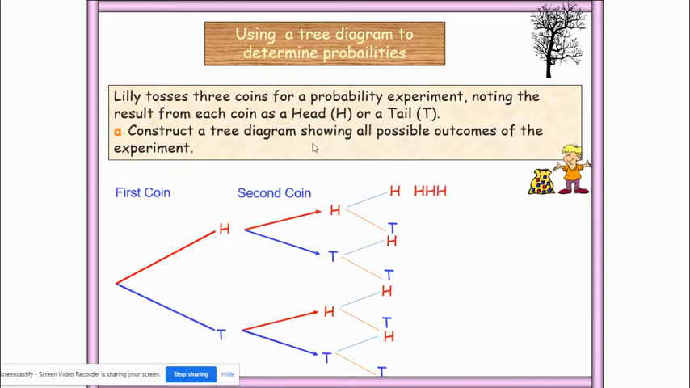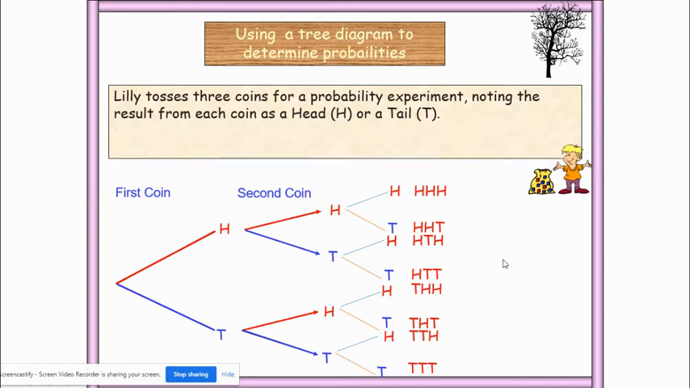Once you've finished all of those, you need to put your results. So for that line it was head, head, head, and then head, head, tail. And then head, tail, head, and then head, tail, tail. See that? And then tail, head, head, and tail, head, tail, and so forth. So now you've got all your possible outcomes. That's what they wanted you to do.